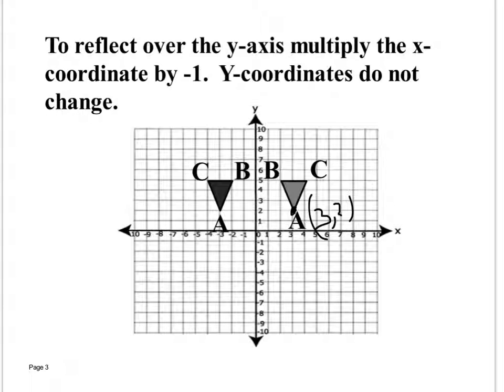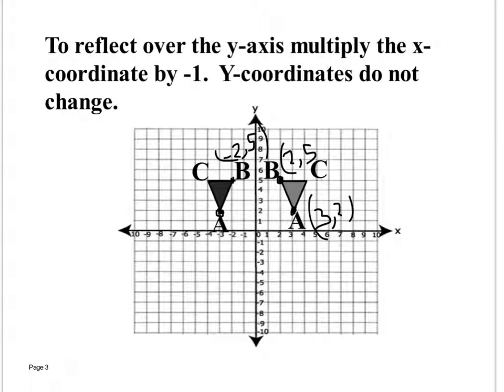If I'm flipping it over the y-axis, what is the x-coordinate of A going to be then? If we multiply it by -1, -3. Is it at -3 right here? Yes. Okay, point B, what is the x-coordinate of point B? 2. So what's going to be the x-coordinate of B on the other side? -2. The y-coordinate does not change.